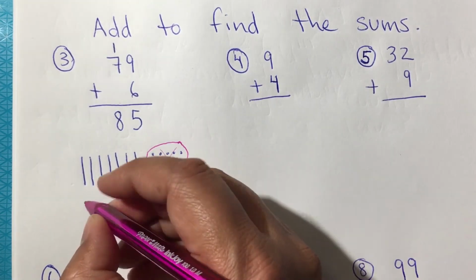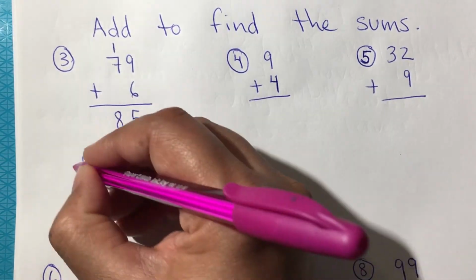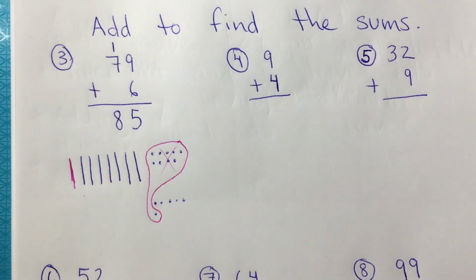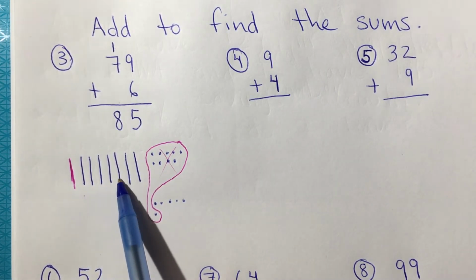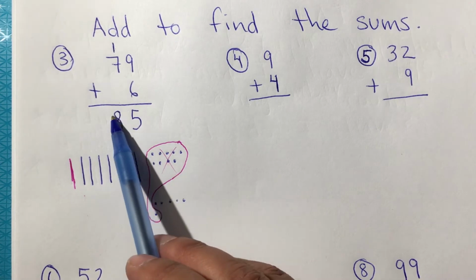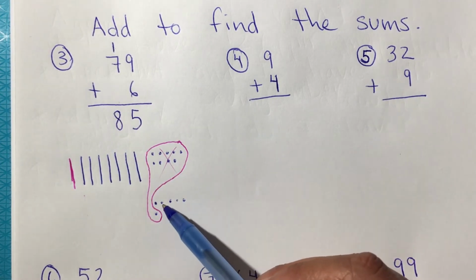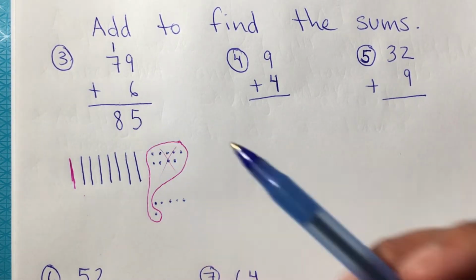So we're regrouping and putting it either here or here, doesn't matter. How many do I have now? 1, 2, 3, 4, 5, 6, 7, 8. Put the 8 tens, and 1, 2, 3, 4, 5 right there.